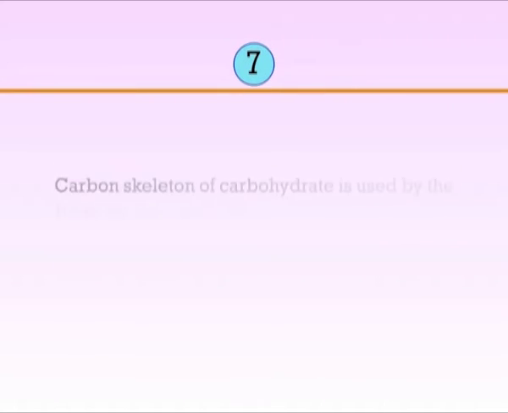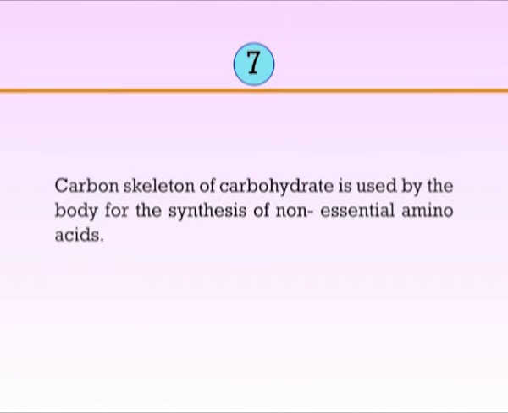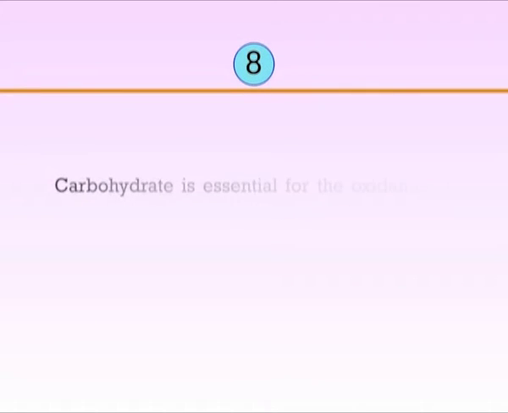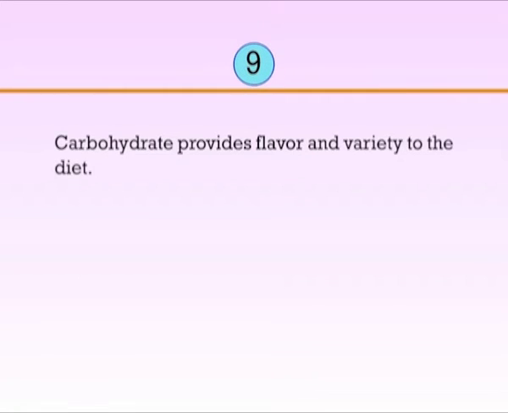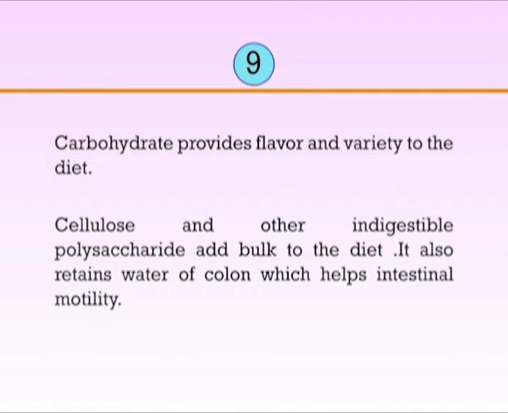Number 7, the carbon skeleton of carbohydrate is used by the body for the synthesis of non-essential amino acids. Number 8, carbohydrate is essential for the oxidation of fats. Number 9, carbohydrate provides flavor and variety to the diet. Cellulose and other indigestible polysaccharides add bulk to the diet. It also retains water in the colon, which helps intestinal motility. Next, see the recommended dietary intake.